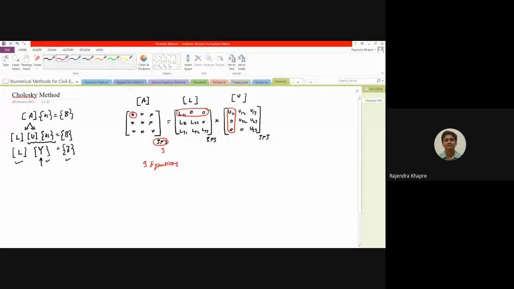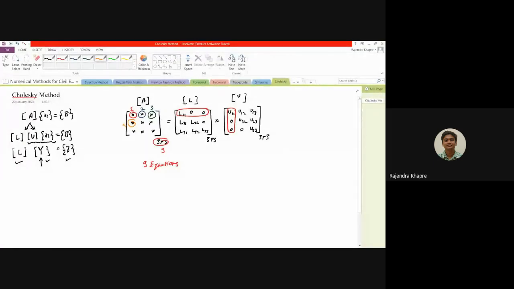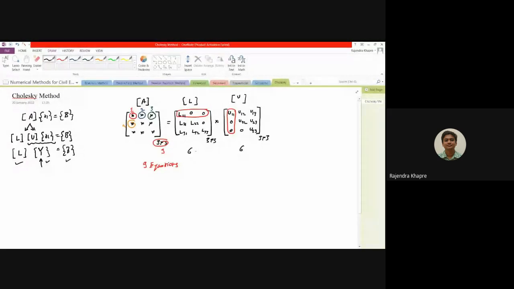Isn't it? One equation will be for this, the second equation for this, the third equation for this, the fourth equation for this, and so on. Like this you will be getting 9 equations. But how many unknowns are there? If you see, there are 6 unknowns in the L matrix, and here also there are 6 unknowns.